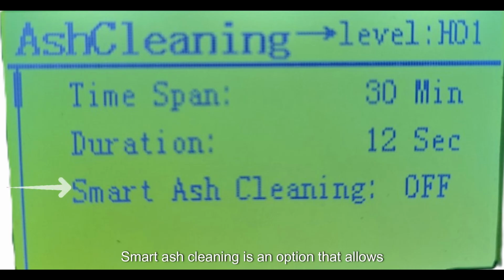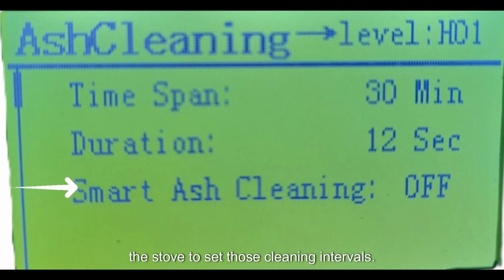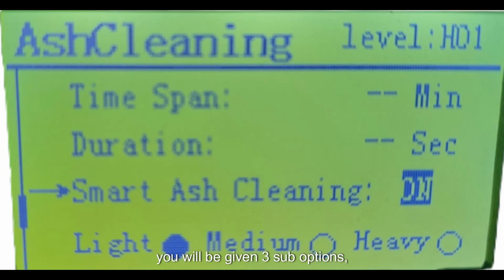Smart ash cleaning is an option that allows the stove to set those cleaning intervals. When you turn this option on, you will be given 3 sub-options: light, medium, and heavy. Even though the name implies some form of intelligence or pot monitoring, it is really just preset numbers for each setting. I personally prefer to set my own numbers or follow a technician chart. You can feel free to experiment with these options if you wish.